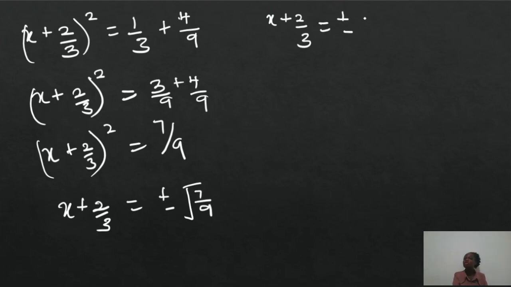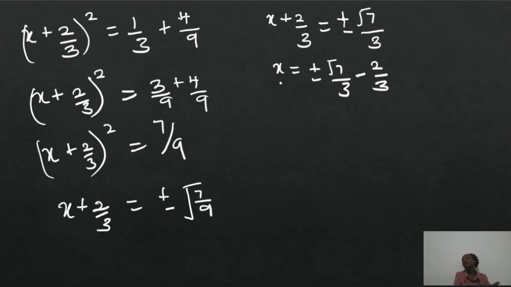Since square root of 7 is not a perfect square, our numerator is going to be square root of 7, and square root of 9 is going to give us 3. So we can write it in this form. So now our x is going to be plus or minus root 7 over 3 minus 2 over 3.